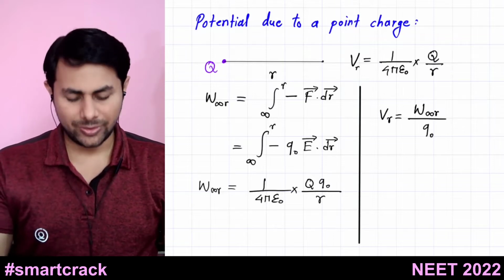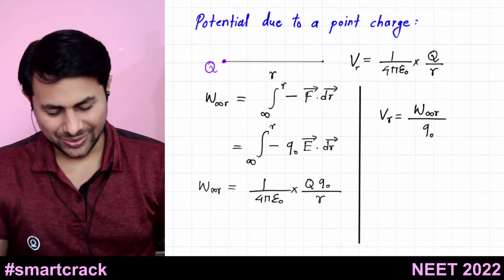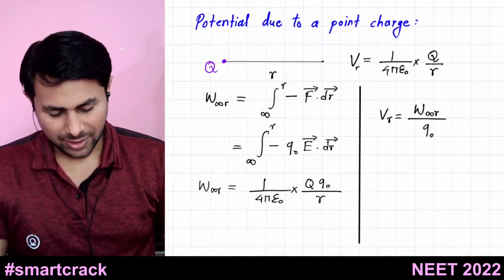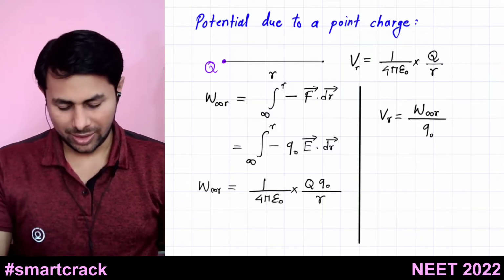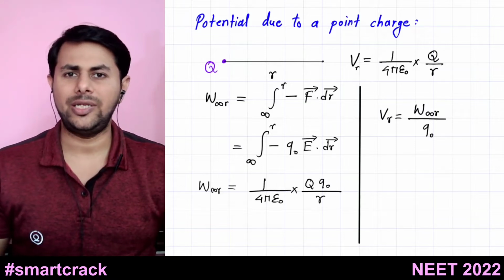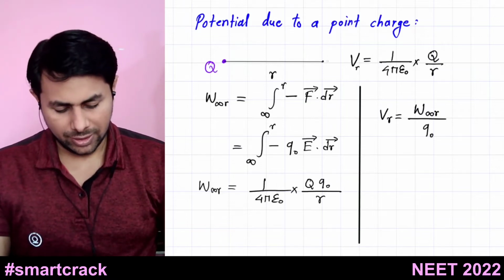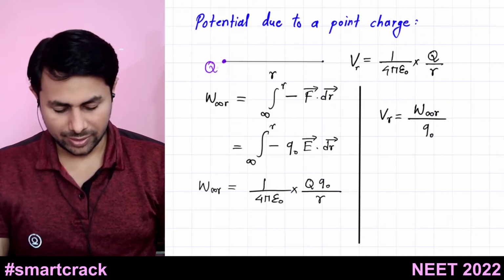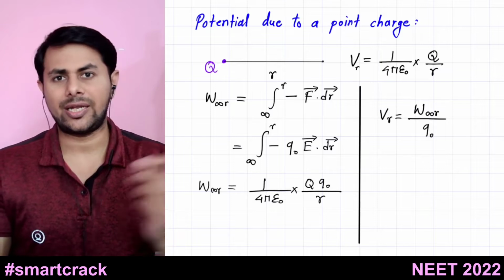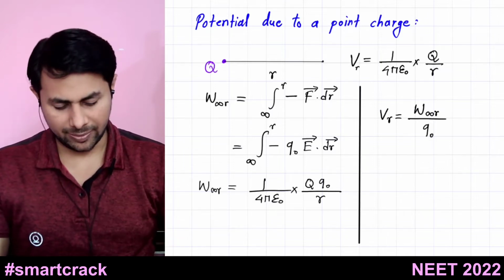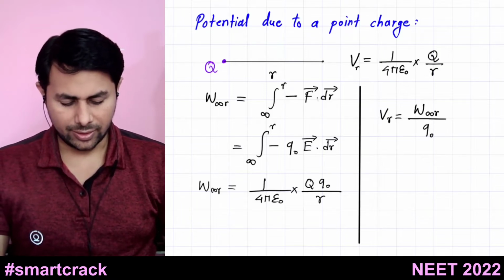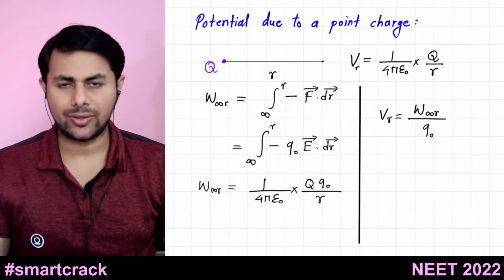Then let's talk about the potential due to a point charge. Now let's say you have this point charge Q at some point in space, and you bring some other charge from infinity and keep it at distance r away from this charge Q. There will be some work done in bringing that other charge from infinity and keeping it over here. That work done is the integral of minus F dot dr.